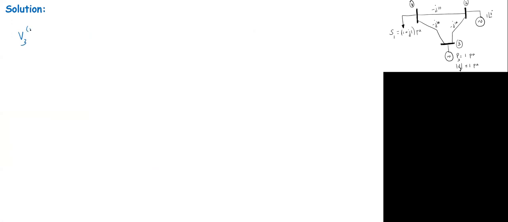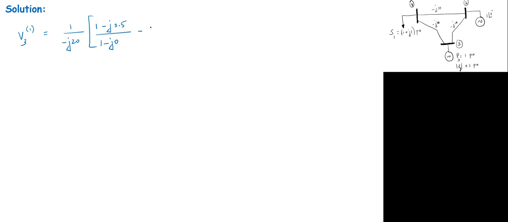So V3 of 1 is 1 over Y33. Now this is a complex number, so this is minus J20, times P3 scheduled, which is 1 per unit, minus JQ3 scheduled, which is what we just estimated, 0.5 per unit, divided by V3 of 0, which is the initial value of bus 3 voltage as a complex number. Its conjugate has to be used in the denominator. Since we have assumed the initial angle to be 0 degrees, this conjugate value is 1 minus J0, minus Y31 V1, and we need to use V1 of 1.